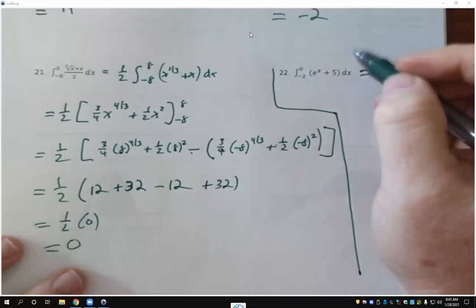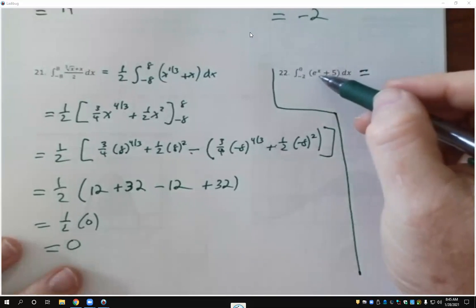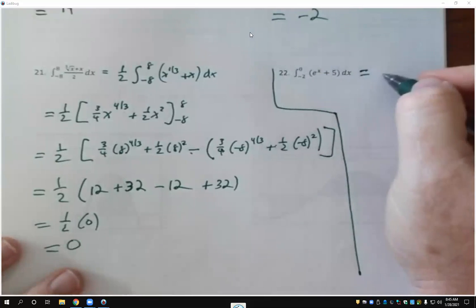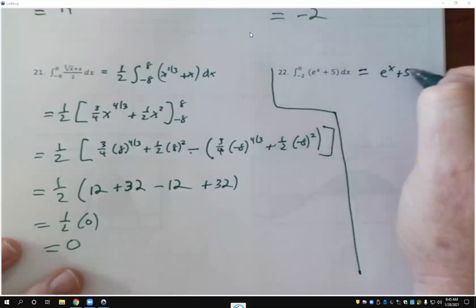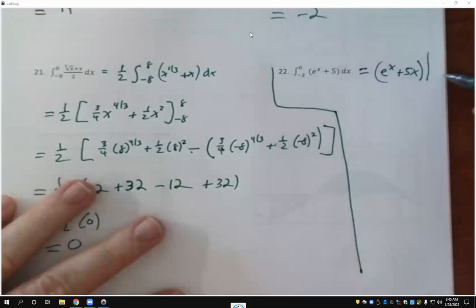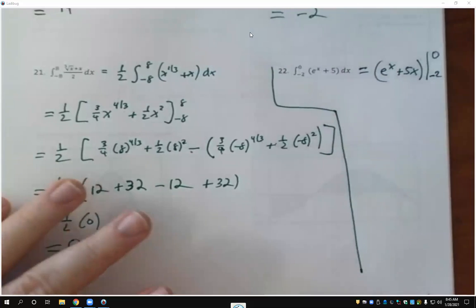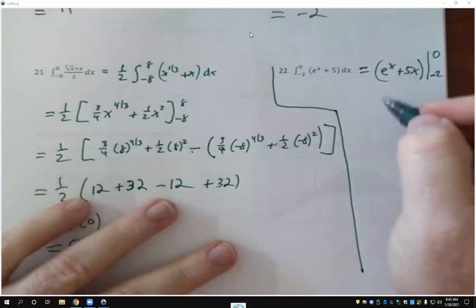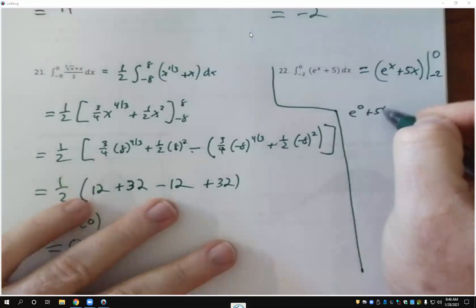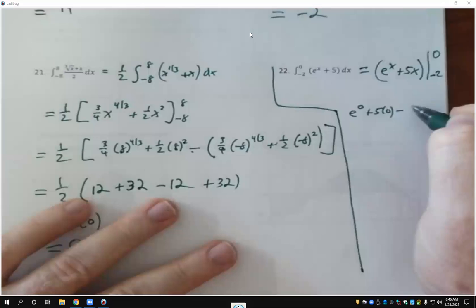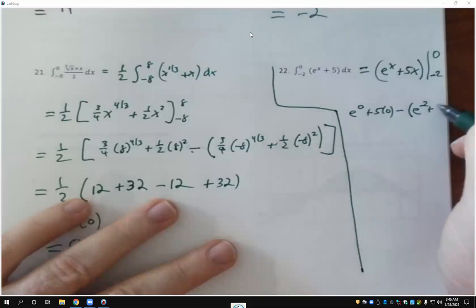All right, number 22. The antiderivative of e to the x is e to the x. The antiderivative of 5 is 5x. And we're doing that from -2 to 0. So we're going to have e to the 0 plus 5 times 0, minus e to the negative 2 plus 5 times negative 2.